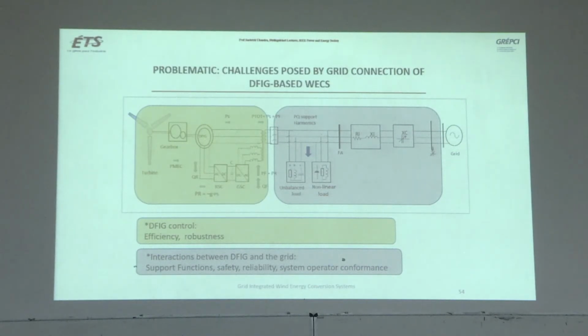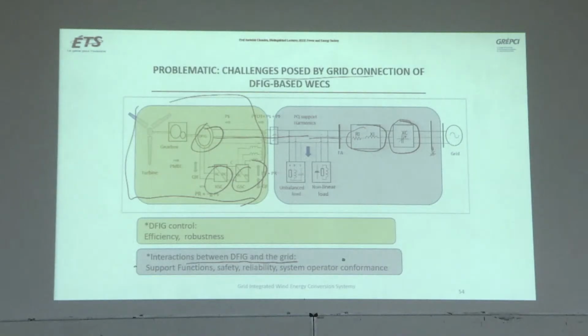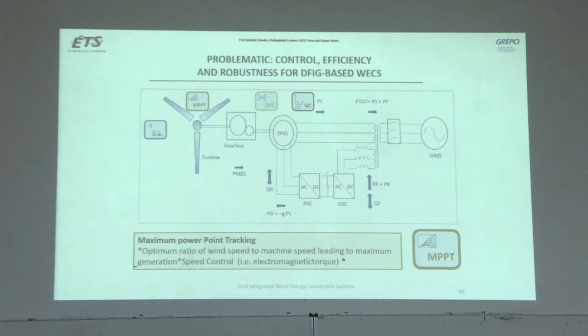Now, challenges posed by interaction between DFIG and the grid. You see, this is your wind turbine with DFIG and back-to-back converter. The stator is connected here. This is the line resistance and inductance, and you have the series compensation here in series. We will come to that.